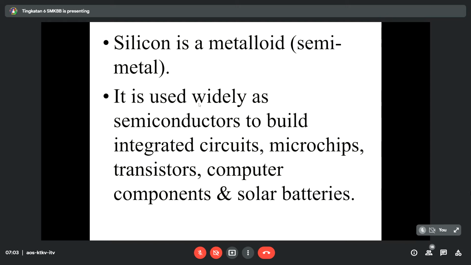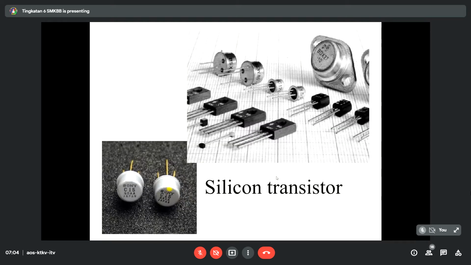Now, of course, used widely as a semiconductor. Okay, in a small size, it is used as a semiconductor, which of course is used in integrated circuits, electric boards. Okay, microchips, transistors. Okay, computer components, solar batteries. Inside, they may all make use of silicon as a semiconductor.